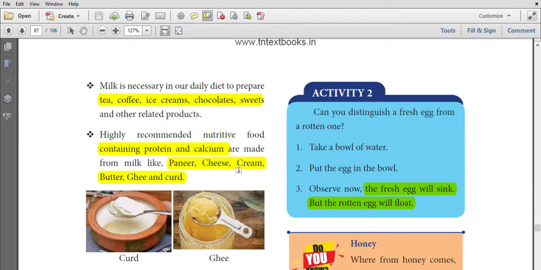From milk, we can make tea, coffee, ice cream, chocolate, and sweets. Milk contains protein and calcium. Milk is also used to make paneer, cheese, cream, butter, ghee, and curd.